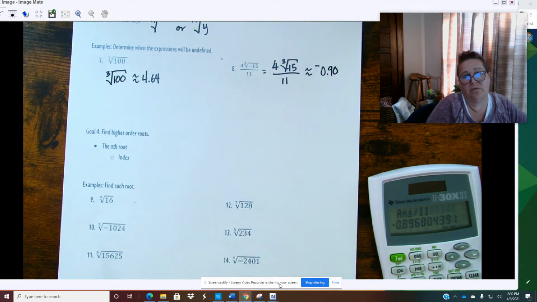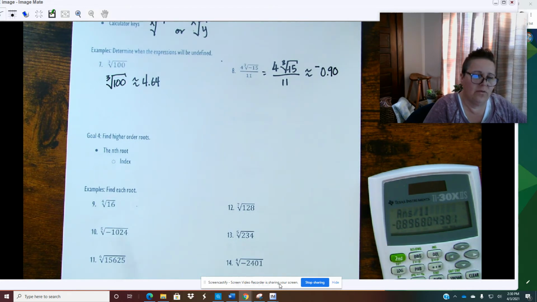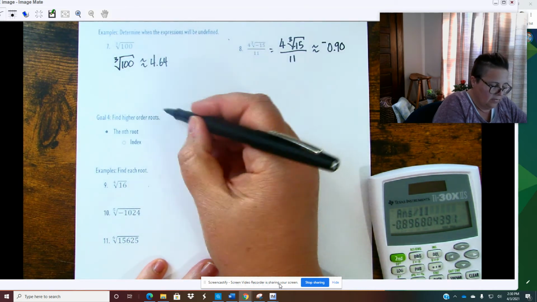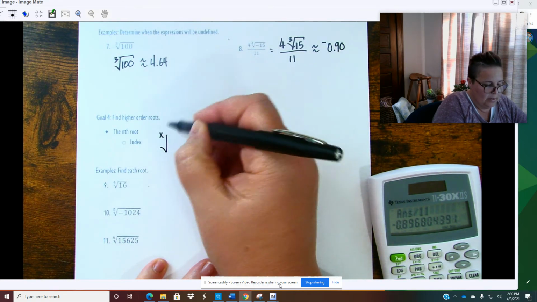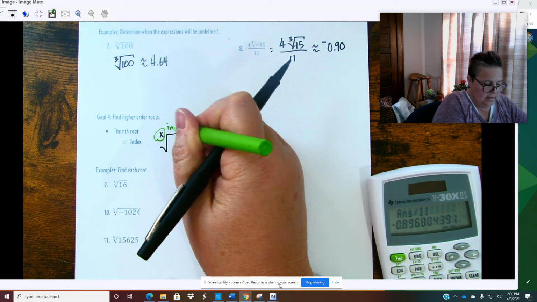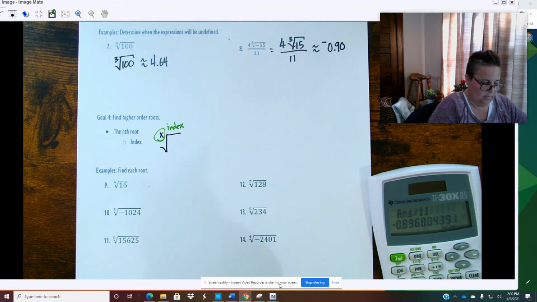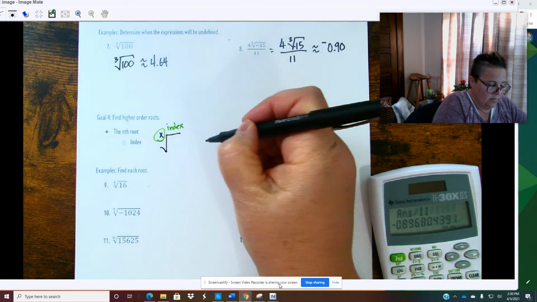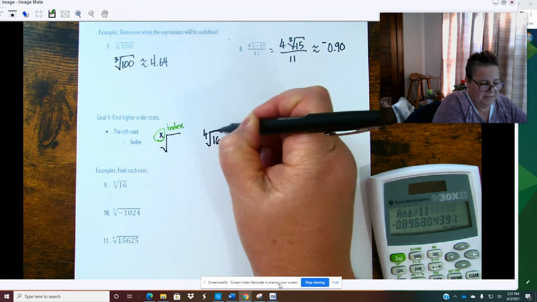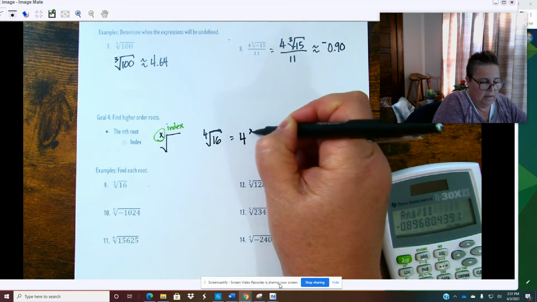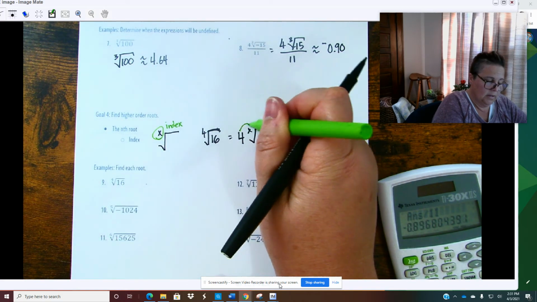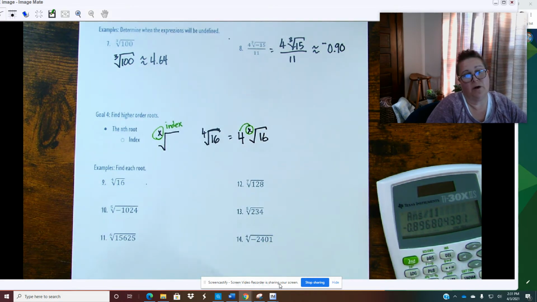Now, we can find roots higher than 3. We can do 4, 5, 6. We can do 12 if we want. And all of that is just a matter of the index, right? Whatever this index is, that's what we want to look at. So if I'm finding the 4th root of 16, then on my calculator, I'm going to do 4, x, 16. And the calculator is going to put the 4 in where that x is. That's just part of its process.